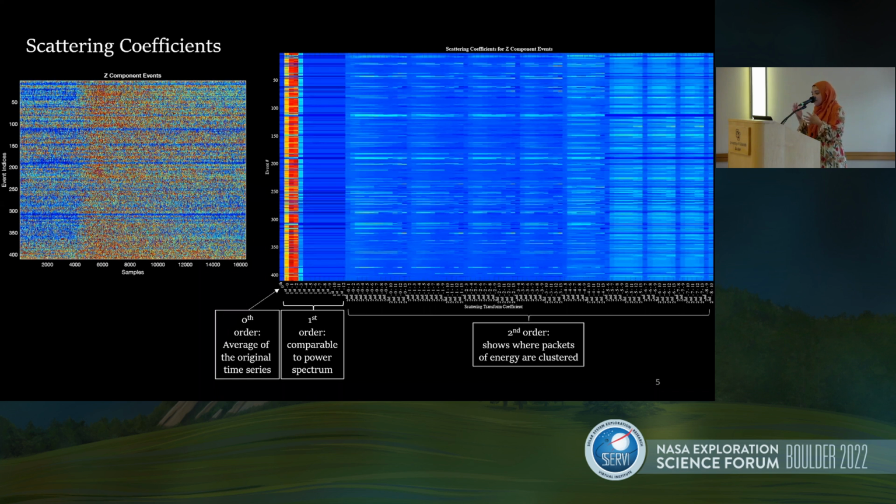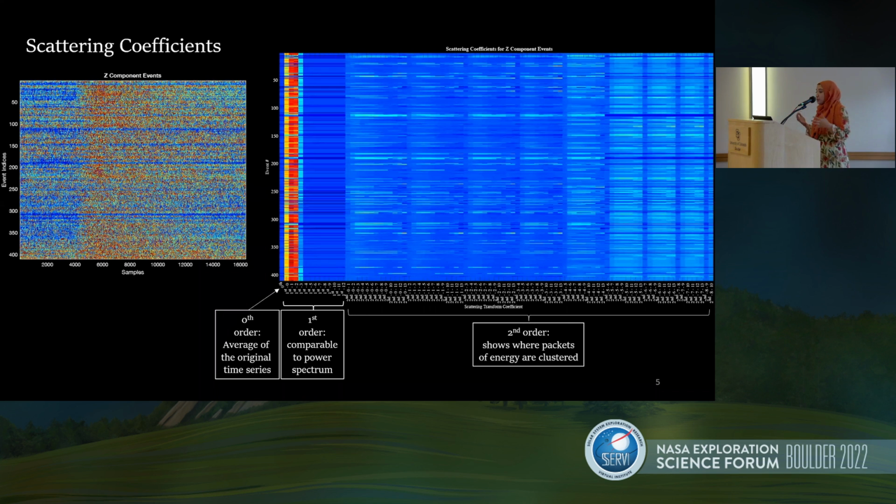So I visualize this by cutting out the 0th and the first order, and we're focusing specifically on your second order because that gives us the most amount of information. So this is the Z component, this is the first component, this is the second component. There are similarities in pattern for all 3 of these components.